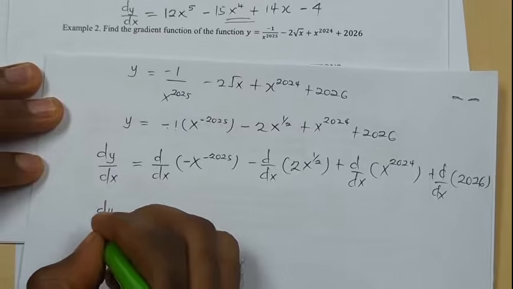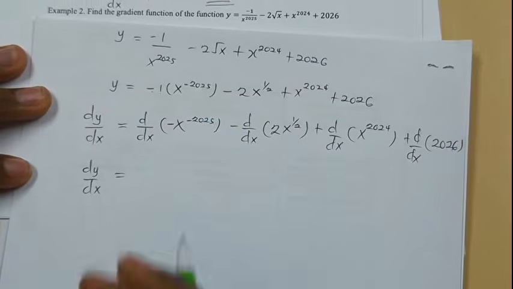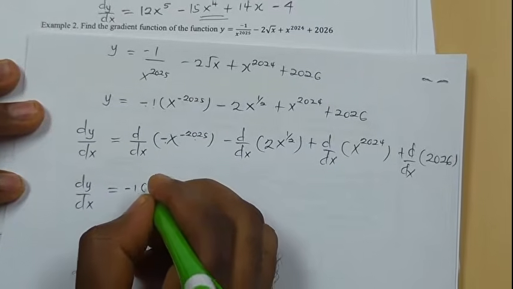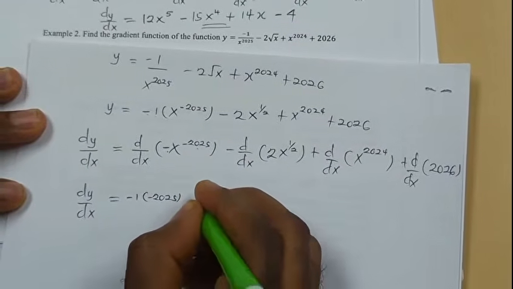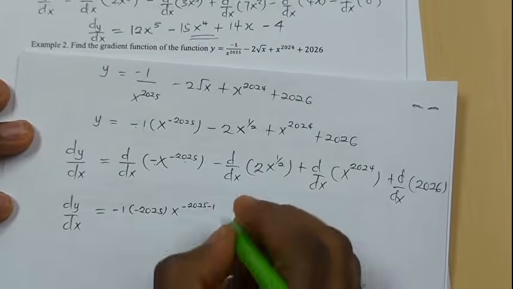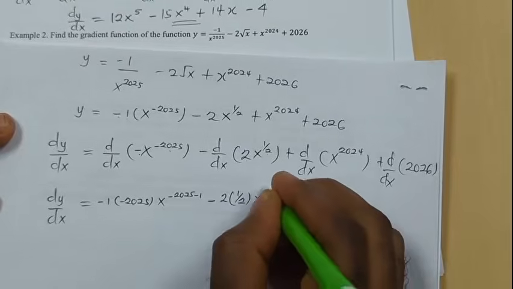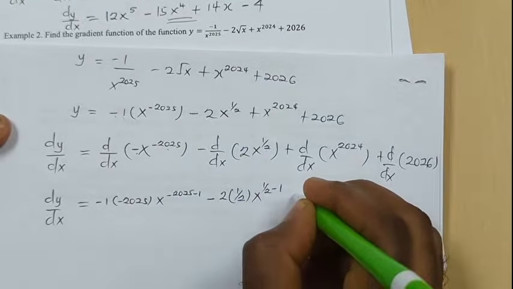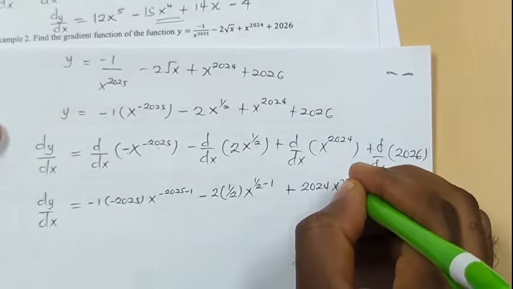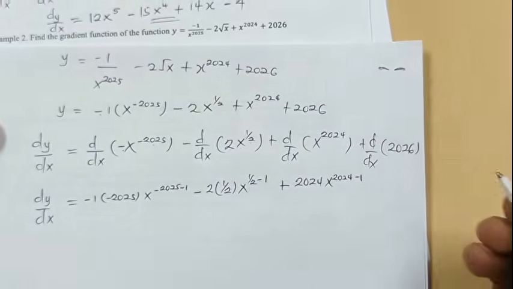So our dy over dx will just be equal to, so here we apply the power rule to solve this. So we say this multiplied by that, so negative 1 multiplied by negative 2025 x exponent negative 2025, then we subtract 1 from the exponent, then minus this multiplied by that, so we have 2 times half x exponent half minus 1, then plus drop the exponent 2024 x exponent 2024 minus 1. Then this is just a constant. Remember that the differential will just be 0.